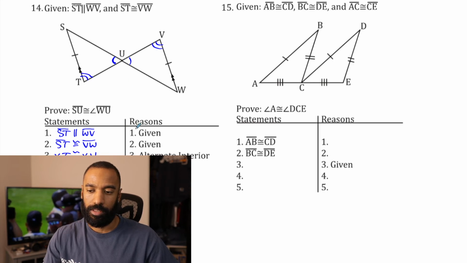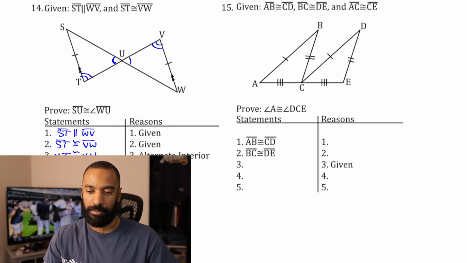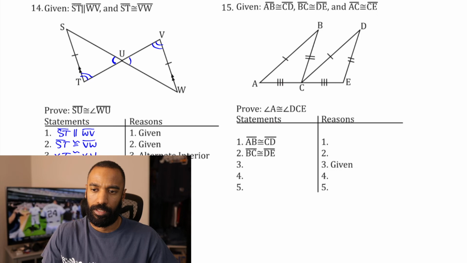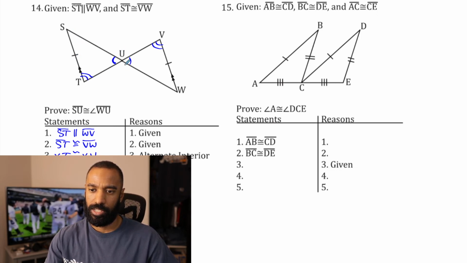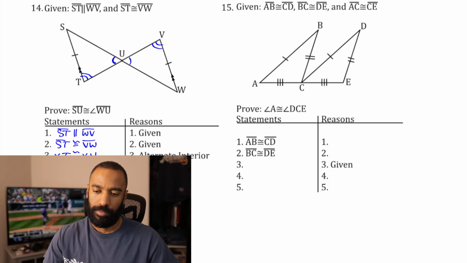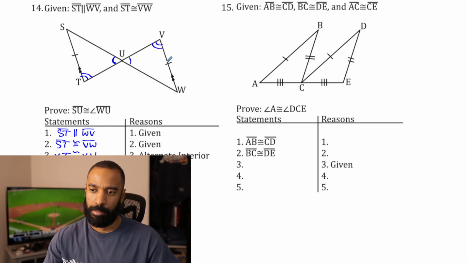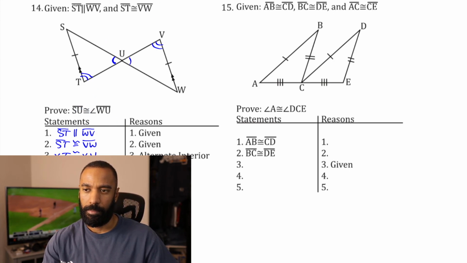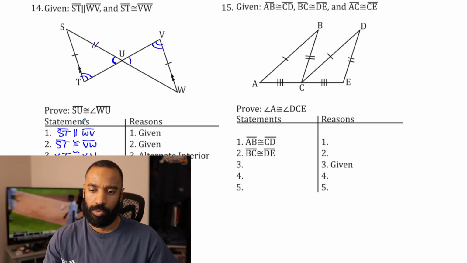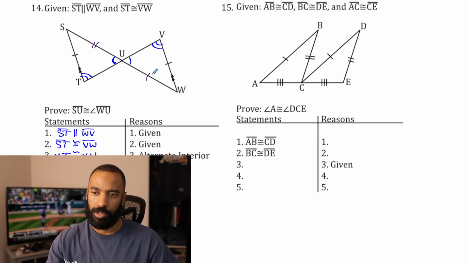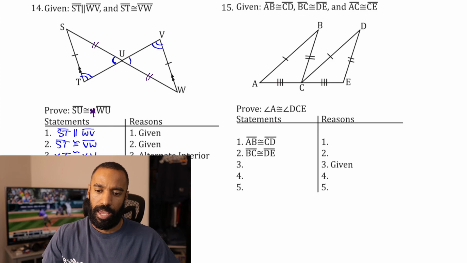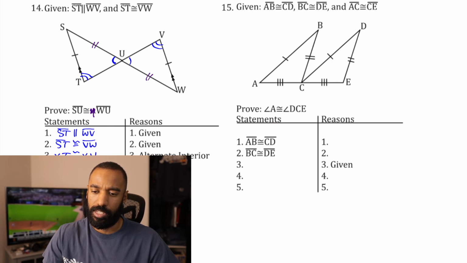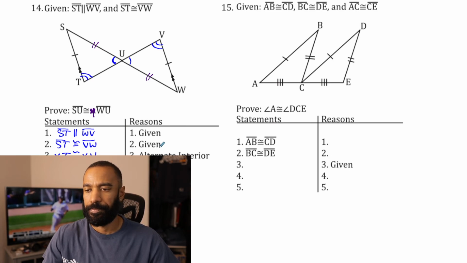I could have completely ignored the vertical angles, but they gave them to us. So triangle, let's call it STU, is congruent to triangle WVU by angle, angle, side right there. And then lastly, that should lead us with segment SU congruent to segment WU. There's no angle symbol there. Segment SU congruent to segment WU by CPCTC.